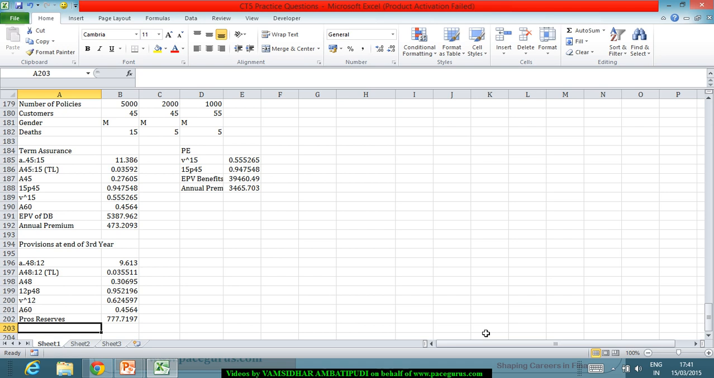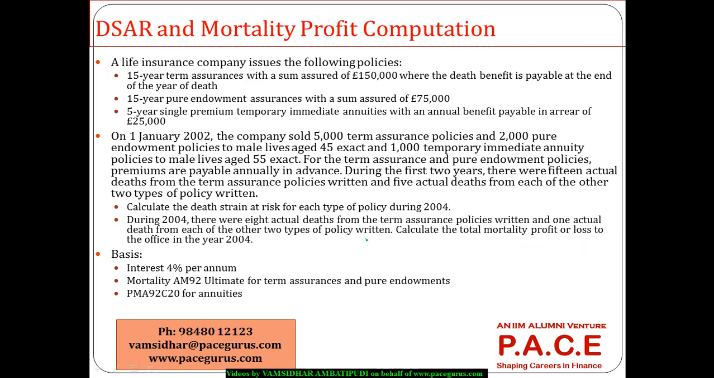777 came out as the reserves for the term life policy. Similarly, I can talk about the prospective reserves for the pure endowment also. The expected present value of the benefit is going to be 75,000 times A4812 only on survival, right? Which is nothing but 75,000 times 12P48 times V power 12.